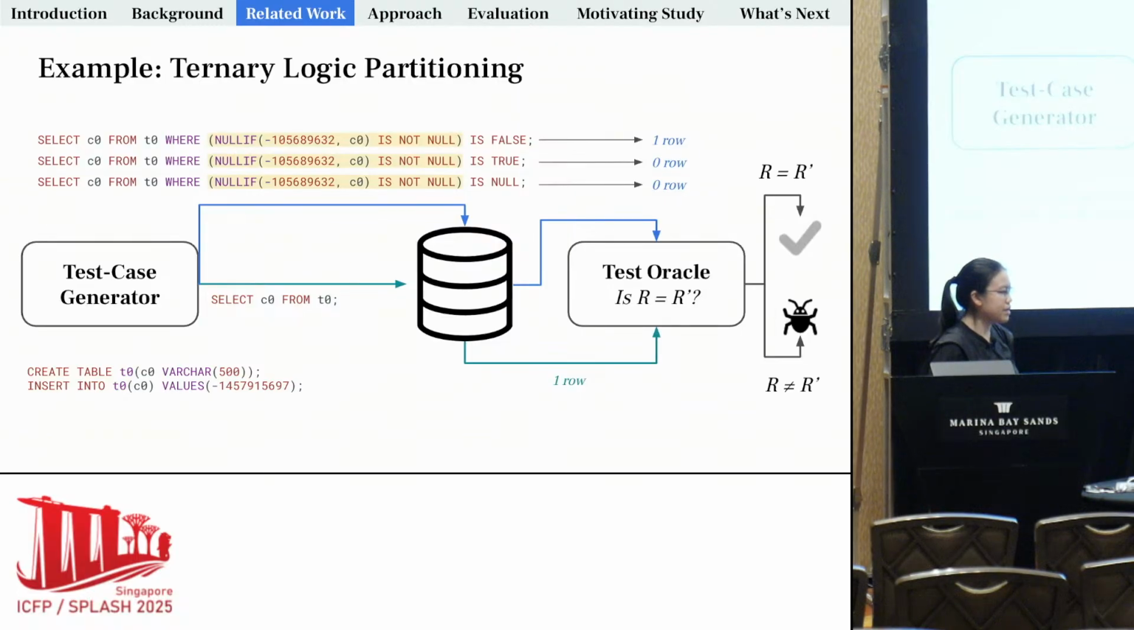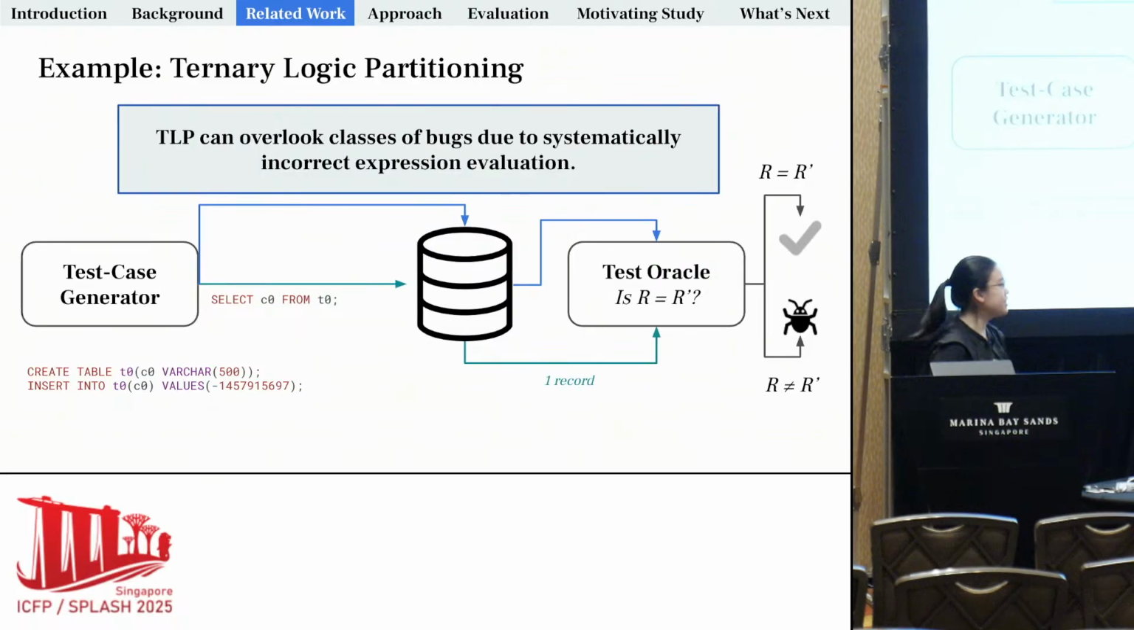To understand TLP using the perspective of the previous bug report, what we'll do at the top is generate 3 different partitioning queries based on SQL's 3-valued logic system. And we expect that the number of rows returned in each of those partitioning queries sum up to 1. If we were to evaluate this on MySQL, that is indeed the case, which also means that TLP can potentially miss the bug report that we have found. It can miss such classes of bugs where expressions get evaluated incorrectly in a systematic manner.